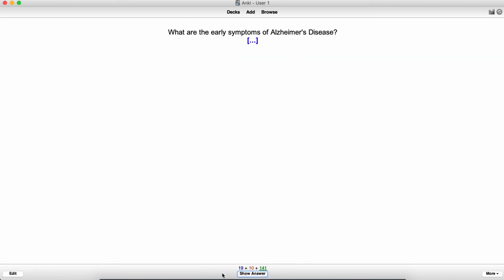What are the early symptoms of Alzheimer's disease? So in Alzheimer's disease, neurons start to die out, so the cerebral cortex shrinks, and there's also a buildup of amyloid plaques within the brain. Difficulty remembering recent events, loss of short term memory.